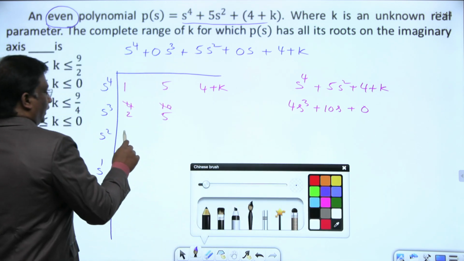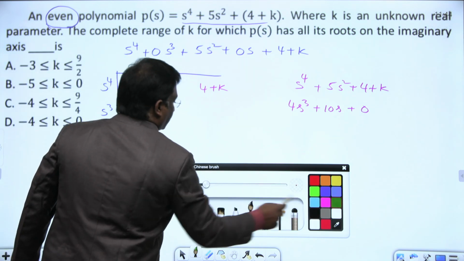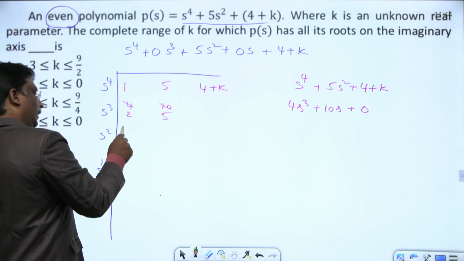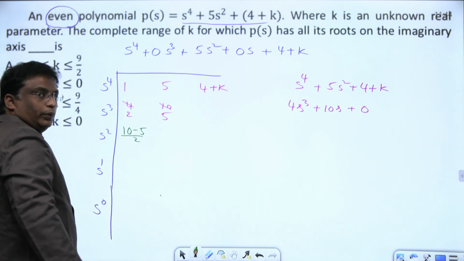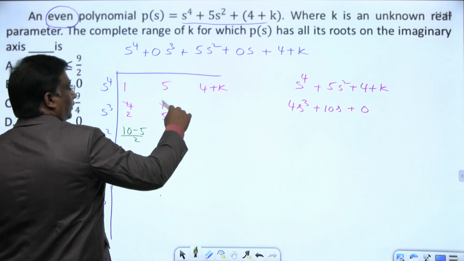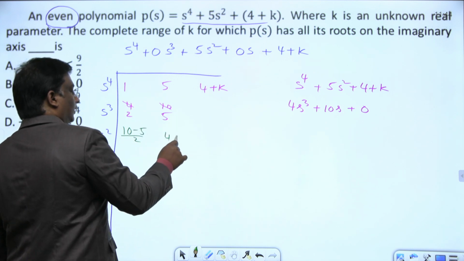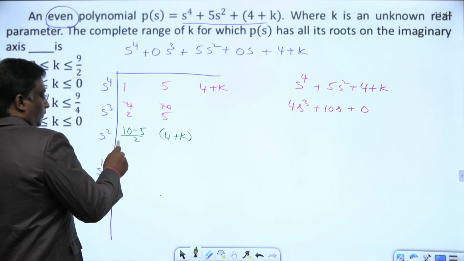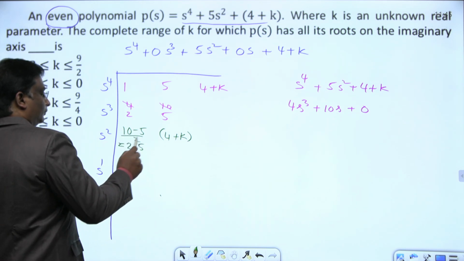Let us write this one, everyone. For this coefficient here, 2 into 5, 10 minus 5, divided by this one, 2. This is 5 by 2, 2.5. And this value is nothing but 2 into this value minus 0, divided by this value, we will get 4 plus k. This value is 5 by 2, 2.5.